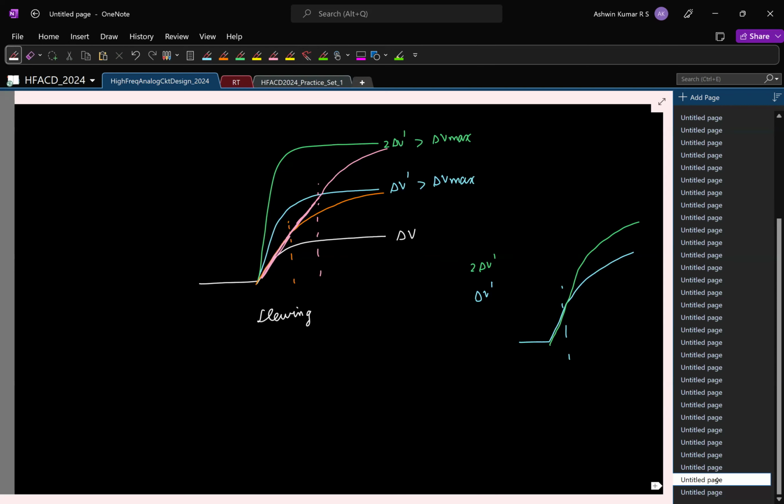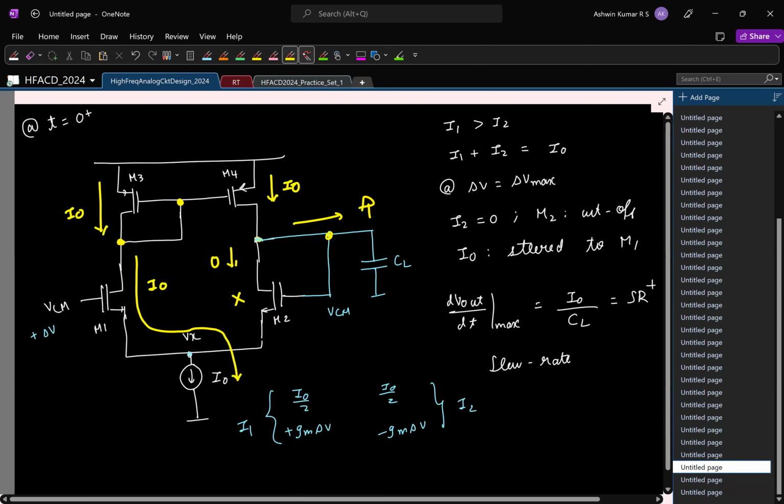What is the intuition behind the longer linear time for greater delta V? See, if we apply a higher delta V, the source voltage is going to increase too much. So this transistor is going to start conducting only after the output voltage exceeds the source voltage, right? For a larger step, the source voltage would have jumped up higher, which means it will take longer time for the output to rise beyond that. That's right?